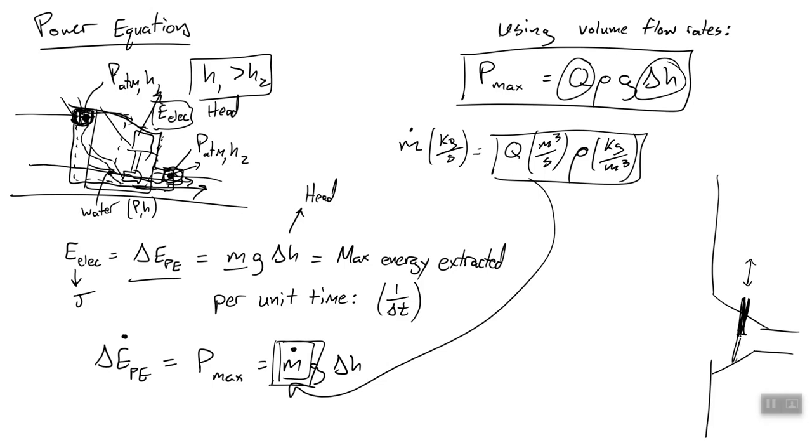If we move it down and completely block the flow, then our Q will go to 0. If instead we completely remove that gate, then our Q will be the maximum volume flow rate.